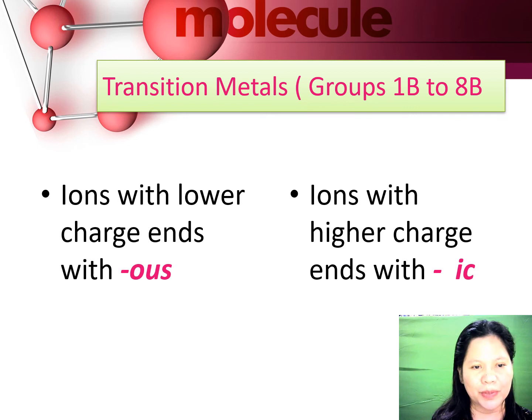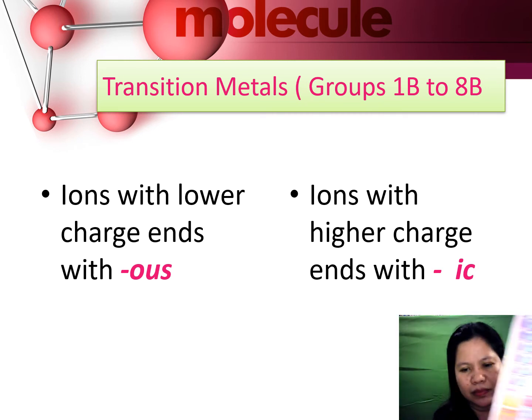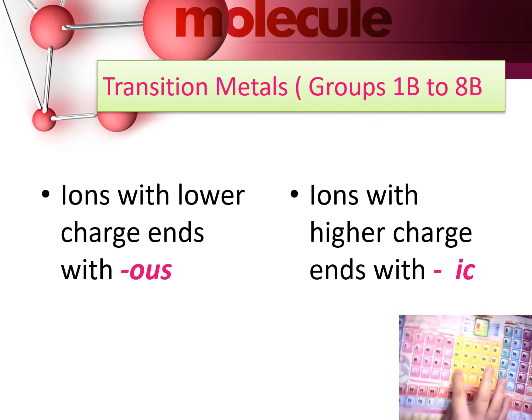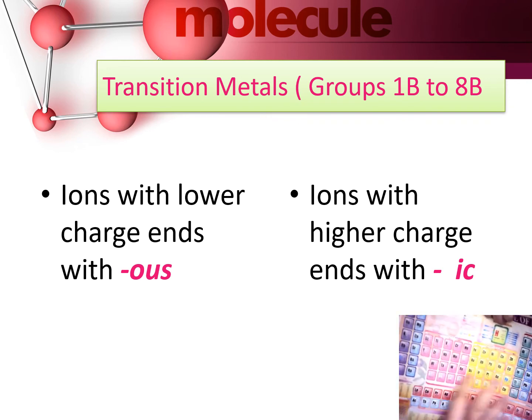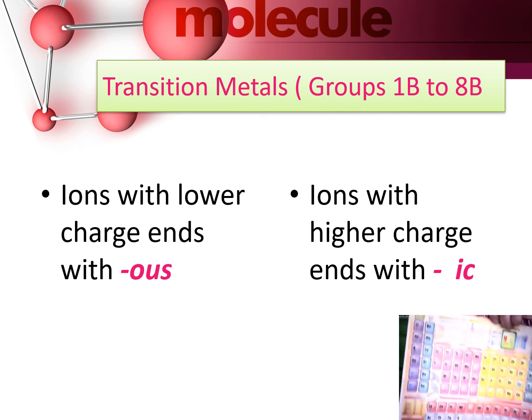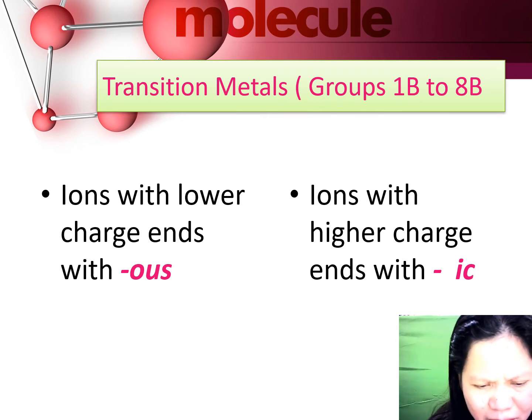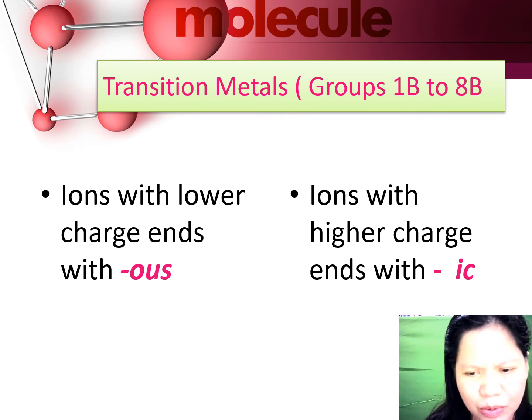Now look at your periodic table. Transition metals. Where can we find transition metals? Okay, transition metals are the ones here. You will see that in the label of your periodic table, there are labels that say transition metals, whether it is early transition metals or late transition metals.